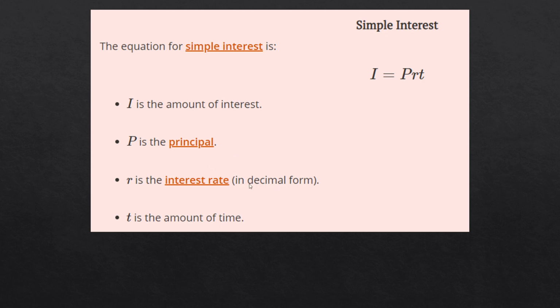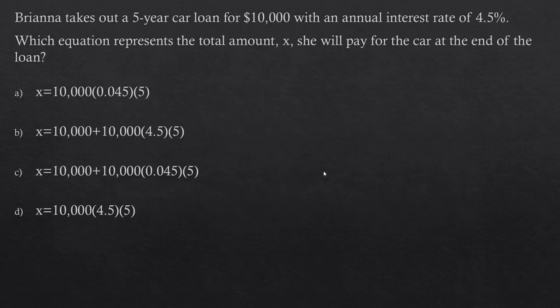You have to remember to change it into a decimal form. And then T is your time, and time is typically given in years. I don't know if we have any where it's not in years. If we do, we'll get there, and I'll show you what to do for that. Our first question says that Brianna is taking out a 5-year car loan for $10,000 with an annual interest rate of 4.5%. Which equation represents the total amount X she will pay for the car at the end of the loan?